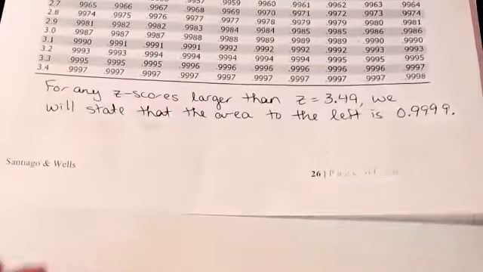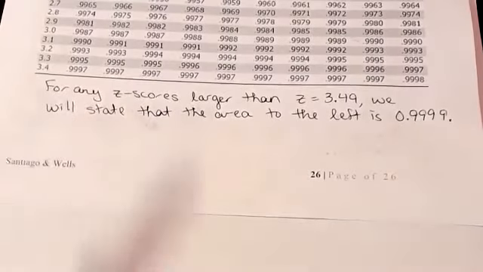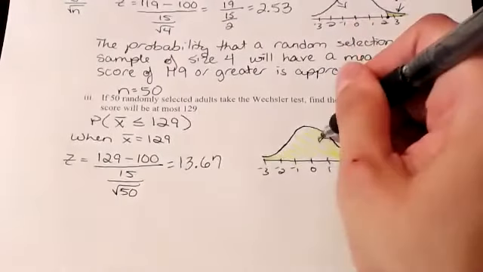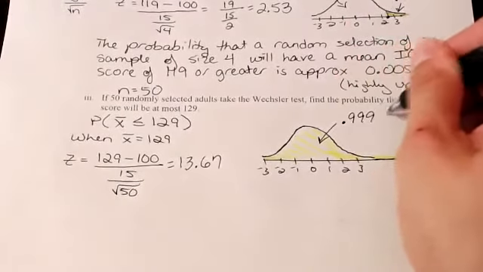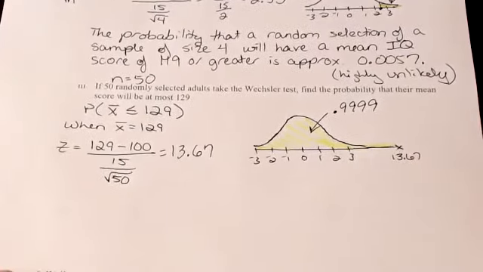What we notice is the following from our chart. Look at the very bottom. For any z-scores larger than 3.49, we will state that the area to the left is 0.9999. Now we've just reached an example where this comes into play. So let's write our following statement. I'm just going to say that this is going to be 0.9999. We're not going to say 1 total probability because it actually continues on in either direction towards infinity, so the total probability is not exactly 1.